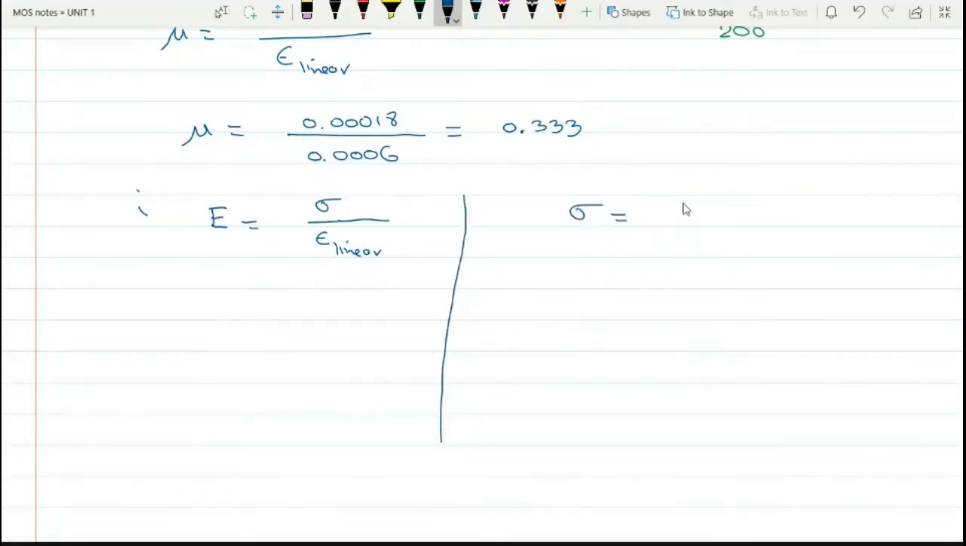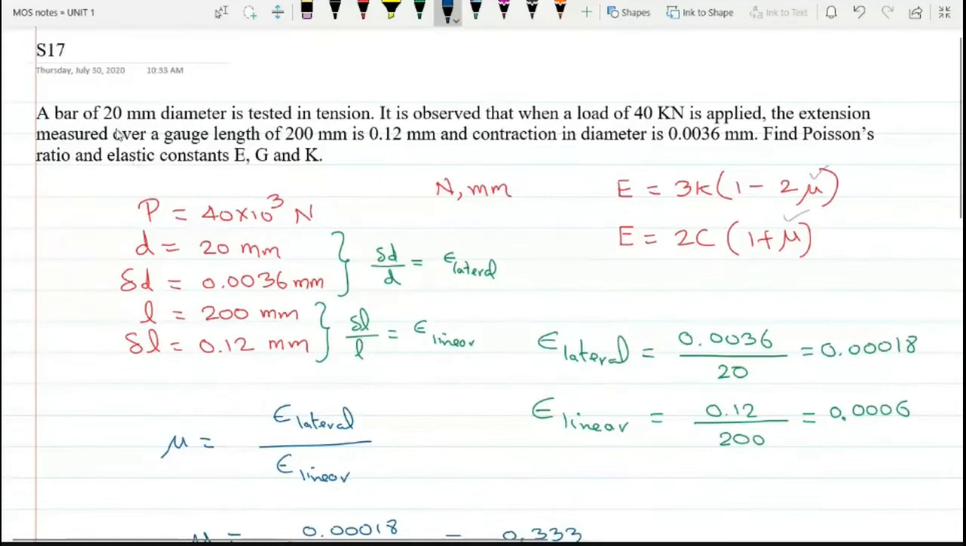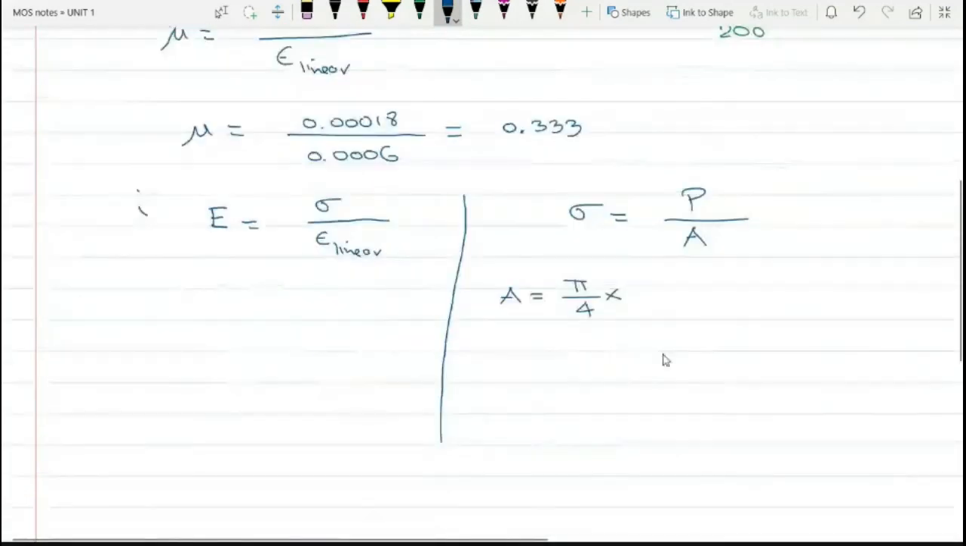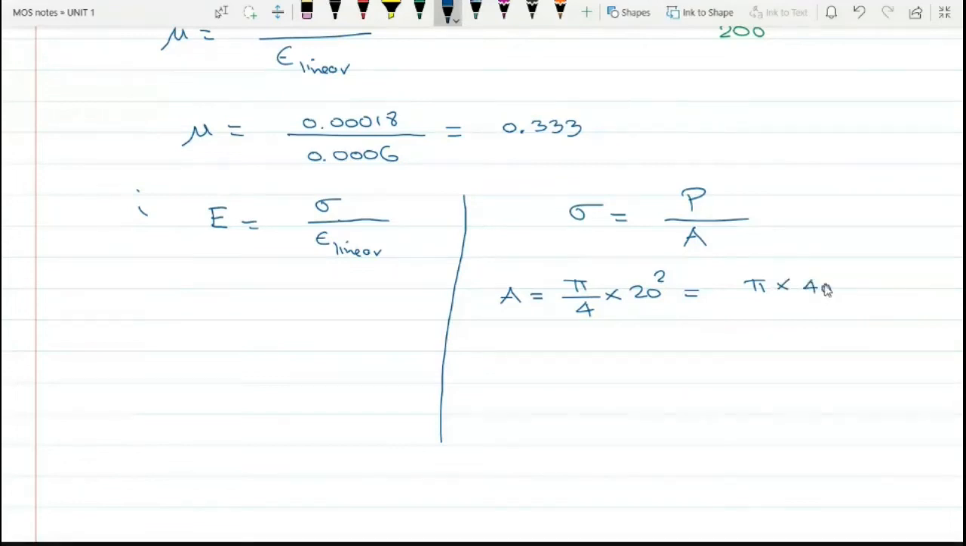My stress is force by cross-sectional area. So which means I need what is my area. Area is pi by 4 into d square. For our case, your diameter is 20, so it is 20 square. We'll get pi into 400 divided by 4. I think it is 314 point something, 07 mm square. Let me consider 314.17.